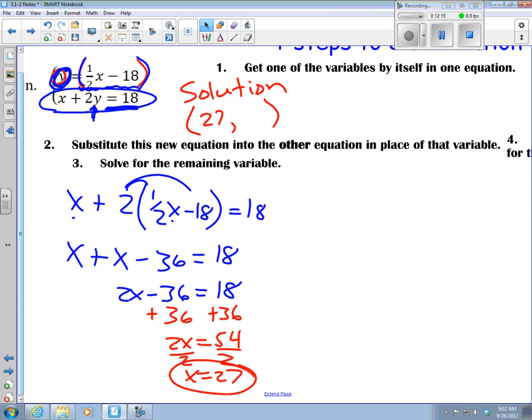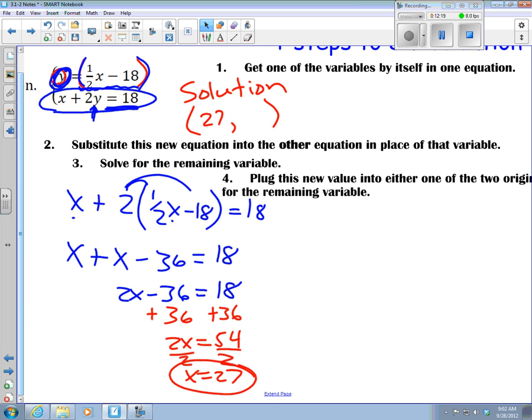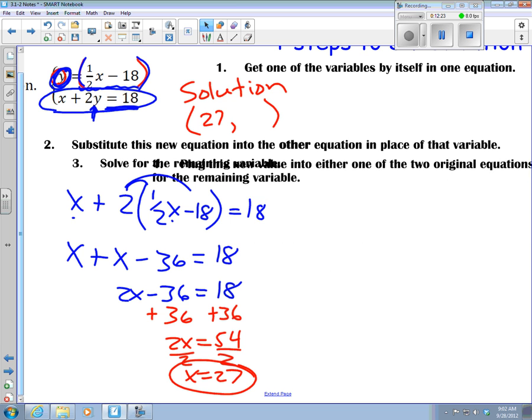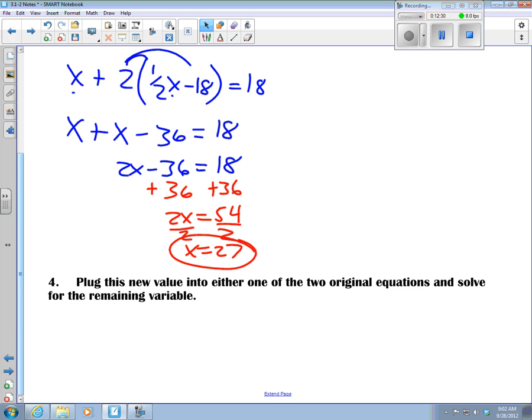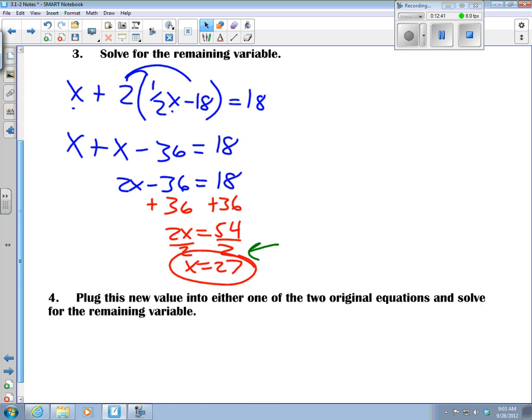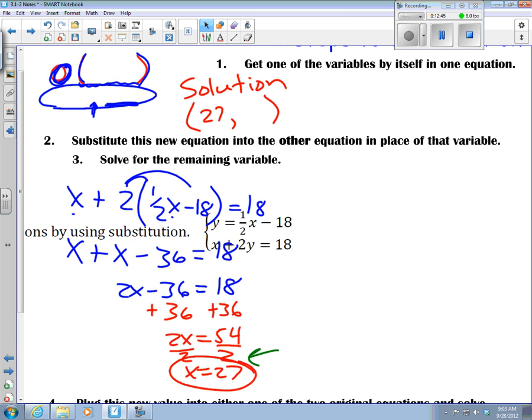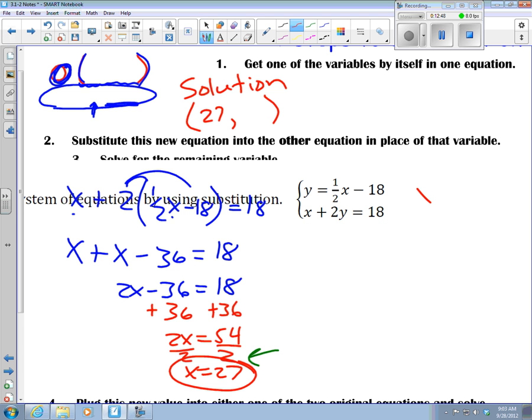How do we find the y value? Well, let's see if I can get this down here somewhere. Plug this new value into either one of the 2 original equations and solve for the remaining variable. Well, I know this, x equals 27. So I can take my original function over here and plug 27 in for one of the x's. I can either plug it in for this x or this x. And I'm going to use this one, y equals 1/2 x minus 18. I'm going to plug the 27 in right here. It's easier because it's already solved for y. I could plug it into the other equation for x, but let's just go with this.